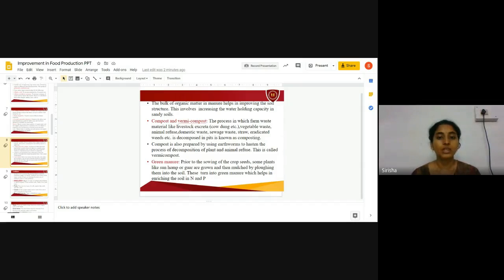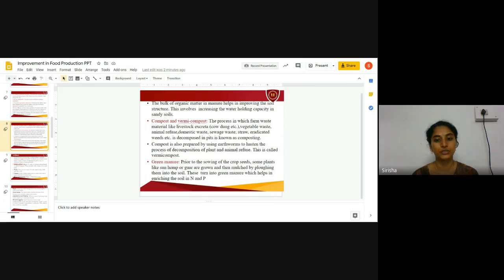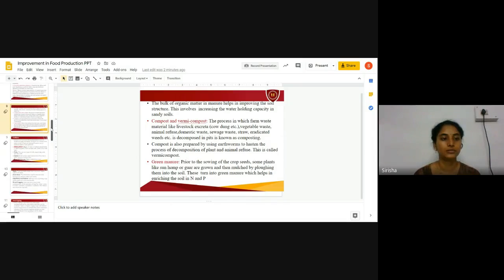Next, green manure. Green manure nowadays is very popular. Prior to the sowing of crop seeds, some plants like sun hemp and guar are mulched and plowed into the soil. That is called green manure. These turn into green manure, which helps in enriching the soil nutrients like nitrogen and phosphorus. Nitrogen, phosphorus, and potassium are the essential nutrients for crop growth.